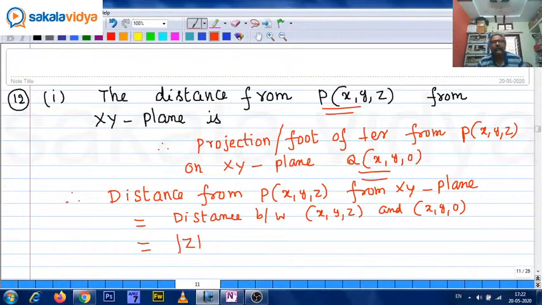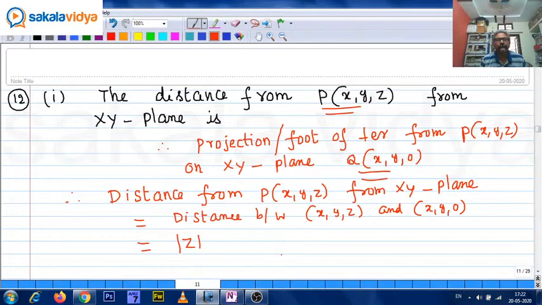In a similar manner, you can find the distance from P(x, y, z) to the yz plane and the zx plane also. If you derive it, you will enjoy. Understood now? If I say it, you will definitely forget it. So you try to derive it before I move to the next concept. Derive it and check with my answers. All of you do like that.